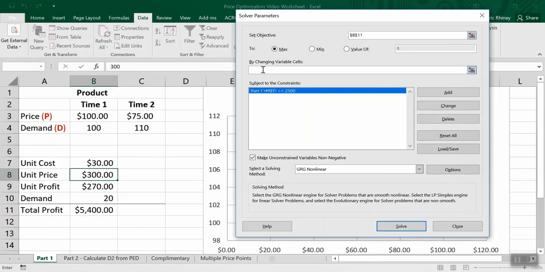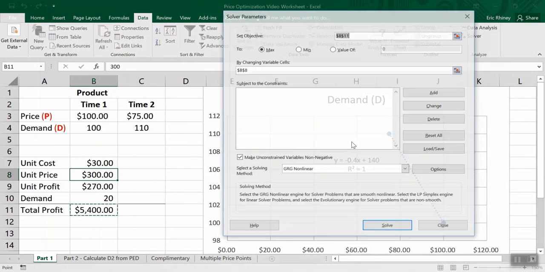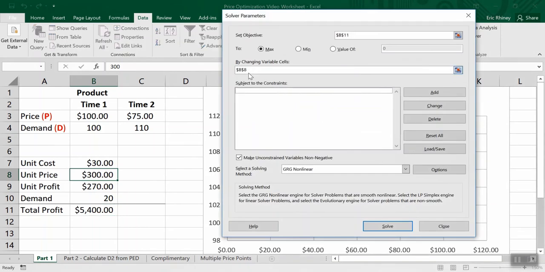Okay. How do we want Solver to figure out this maximum profit? Well, we want to change price. We want price to go up or down and figure out what we should sell our product at. We could set some constraints, but right now I'm just going to delete the constraints. In some cases, you might want to set a constraint for your price. Maybe you don't want your price to go above or below a certain level, even if that does optimize the profit. In this case, we're just going to let it do its thing.